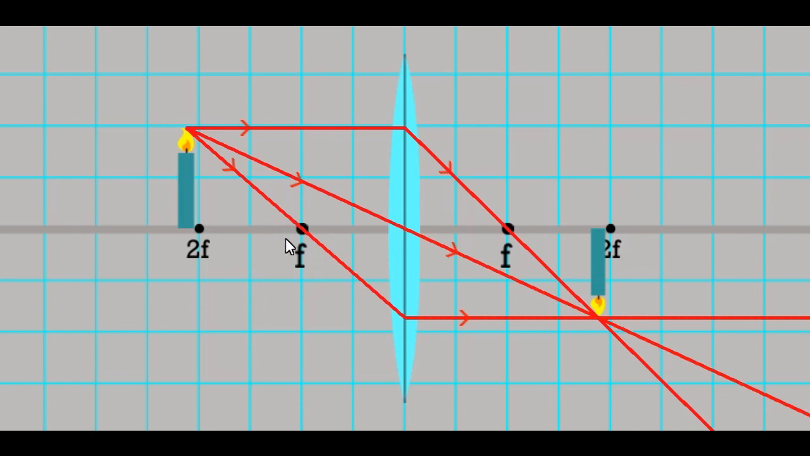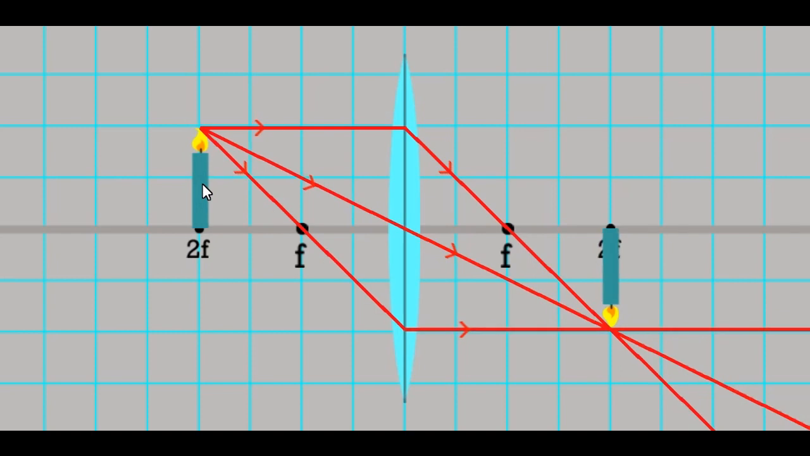So the focal length of this convex lens is 20 centimeters. Here this 2f represents twice the focal length, which is 40 centimeters. As you can see here, the object is placed at 2f. So if the object is placed at 2f, you can see the image is also formed at 2f, and compared to the size of the object, the size of the image is also the same. So the image formed is of the same size as the object, and it is inverted and also real.